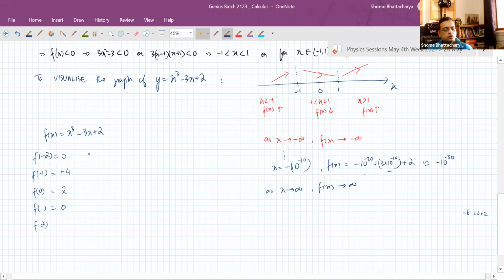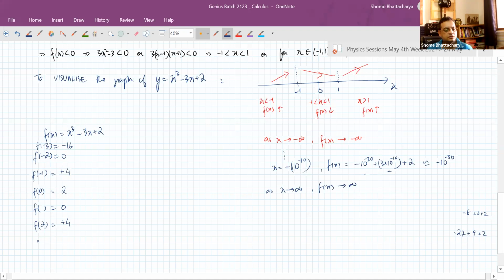Plus 2, right? So 10 minus 6, so that's plus 4. Okay, let's check out two more values. What is the value of the function at -3? So that is -27 plus 9 plus 2. So -27 plus 11, so that will be minus 16.